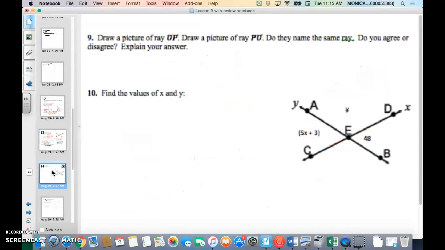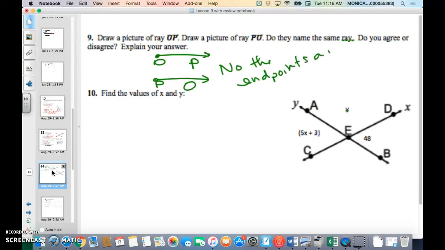Okay, next page. It says draw a picture of ray OP and a picture of ray PO. So this is OP and this is PO. Just got to envision them real quick. Do you agree or disagree? Are they the same ray? Well, the answer is no, because they both have different endpoints. The endpoints are different. And that gets into opposite rays. You have to be very careful when you're naming opposite rays.